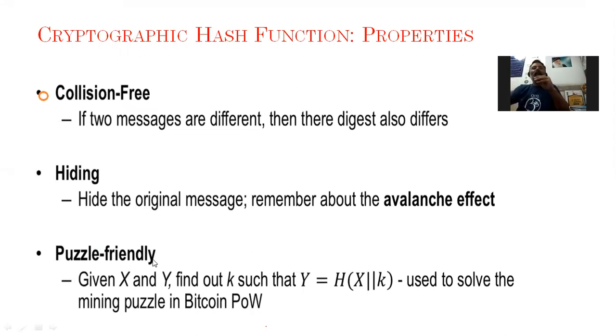तो ऐसा हमारा पजल फ्रेंडली भी होना चाहिए, जो हैश फंक्शन है it should be puzzle friendly. दैट मींस गिवन x एंड y यदि हमें दिया हुआ हो, बेसिकली दिस इज यूज्ड इन बिटकॉइन फॉर the difficulty level for the mining. So it should be puzzle friendly. So these are the basic three properties of a cryptographic hash function.